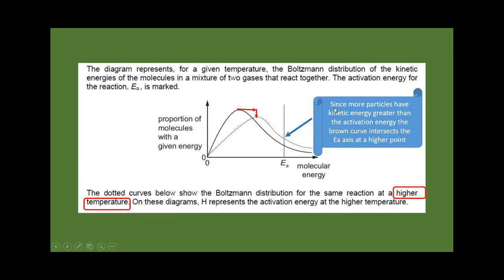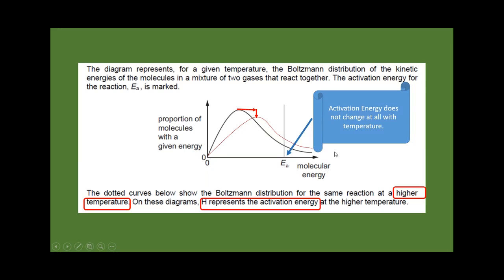Now, since more particles have kinetic energy greater than the activation energy, the brown curve intersects the EA, activation energy, axis at a higher point. A low temperature is down here, the higher temperature is up here. Note, activation energy does not change at all with temperature. So H should be down the same as EA here.